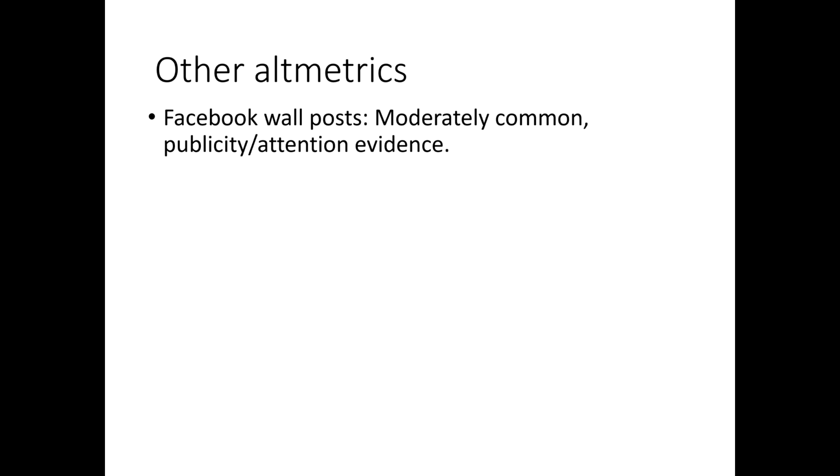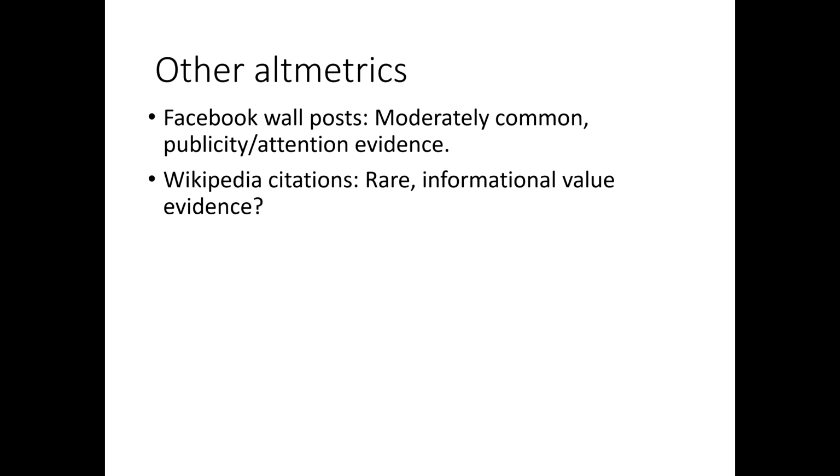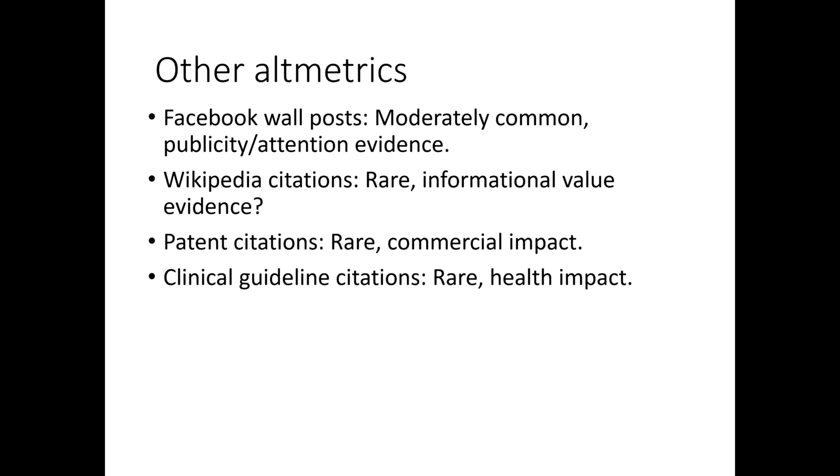And just briefly to mention a few other altmetrics so nobody feels left out. So Facebook wall posts, a bit like tweet counts. Wikipedia citations, these are rare, but they provide value of informational support for your research, so I think they're quite useful. Patent citations, evidence of commercial impact if you're cited in a patent, because the role of patent is to protect money. And clinical guideline citations, if your research is cited in a document that's telling doctors and health professionals what to do, then you can claim health impact.